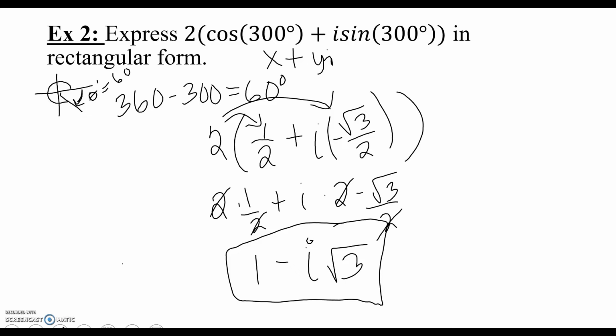That's how you would do that. Basically you just find the cosine of the angle and the sine of the angle, and you simplify it by distributing the r that's in front of the parentheses, and putting it in your x plus yi form.